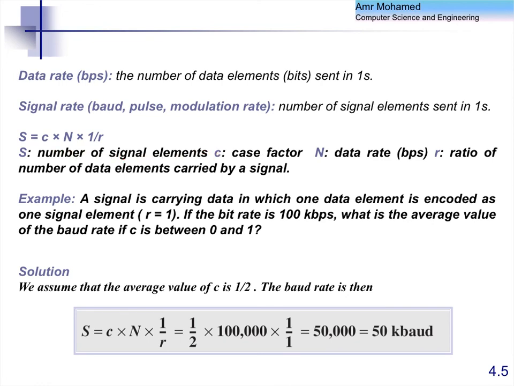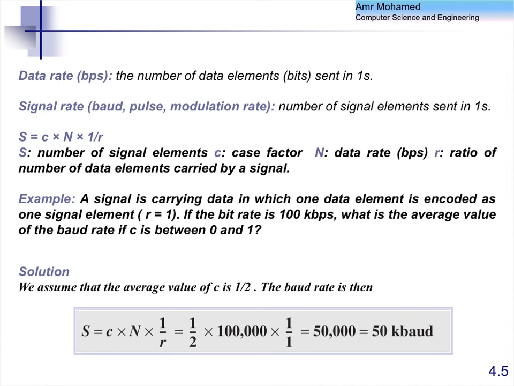So S here is the number of signal elements. C is a case factor. This case factor is constant. And I have to give it to you. It's not something that you calculate. So this case factor allows you to measure the average baud rate.